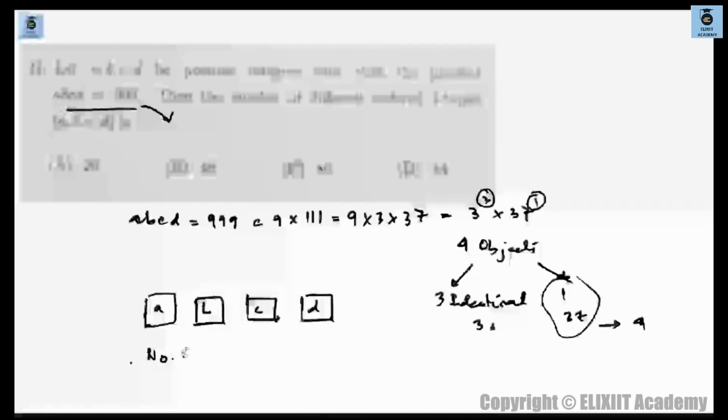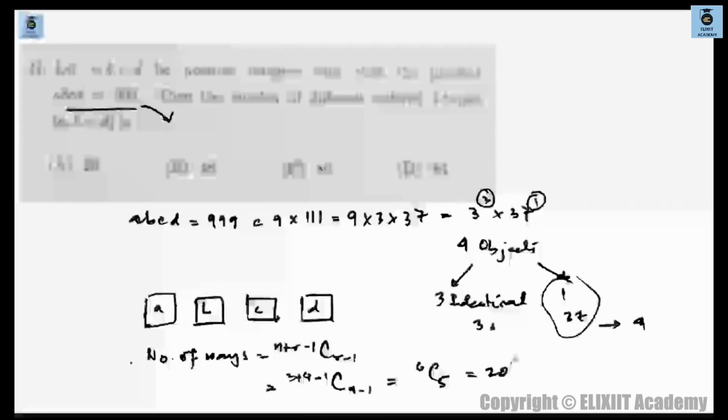So the number of ways in this case will be, you know the formula, n plus r minus 1 C r minus 1. So 3 plus 4 minus 1 C 4 minus 1, that is 6C3, which is 20. This is the number of ways in which 3 identical balls can be distributed into the four boxes.